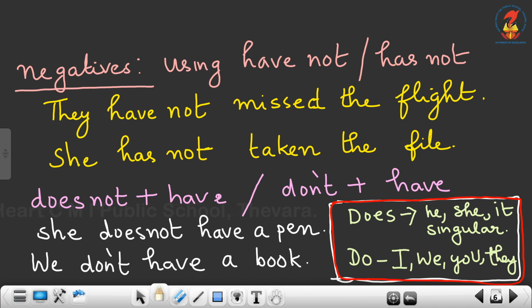Then see negatives using have not and has not. How to make a negative sentence using have verbs? See, they have not missed the flight. She has not taken the file. So, you can make a sentence negative by adding not with have verbs. Have plus not, have not. Has plus not, has not.